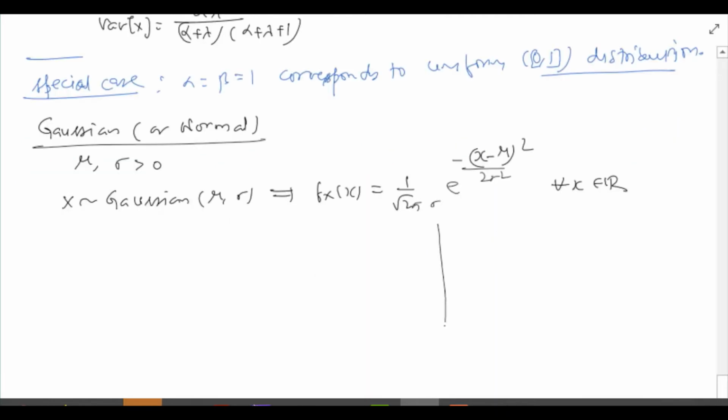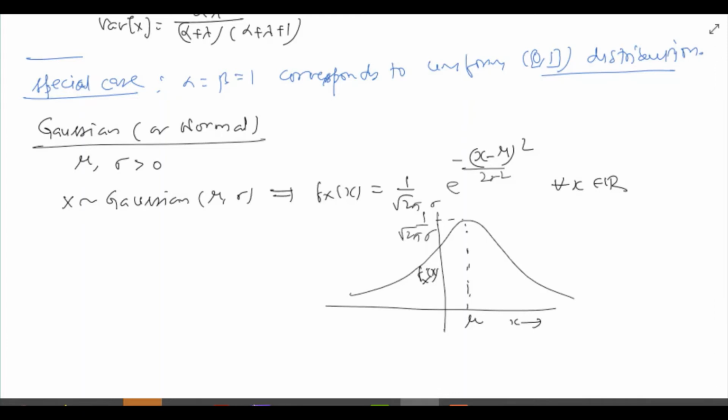If we plot this PDF, it looks like a bell-shaped curve, something like this, with its peak at mu, and the value of the PDF at the peak is 1 over root 2 pi sigma. This normal distribution is also denoted as N(mu, sigma square).